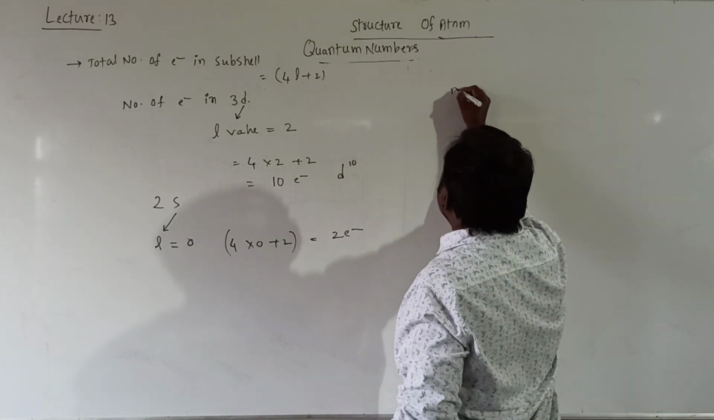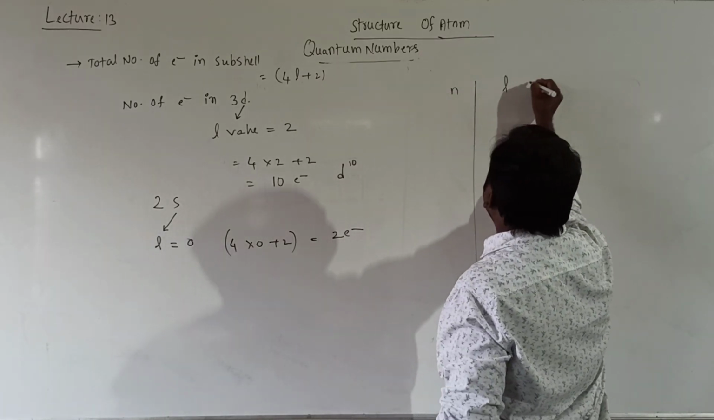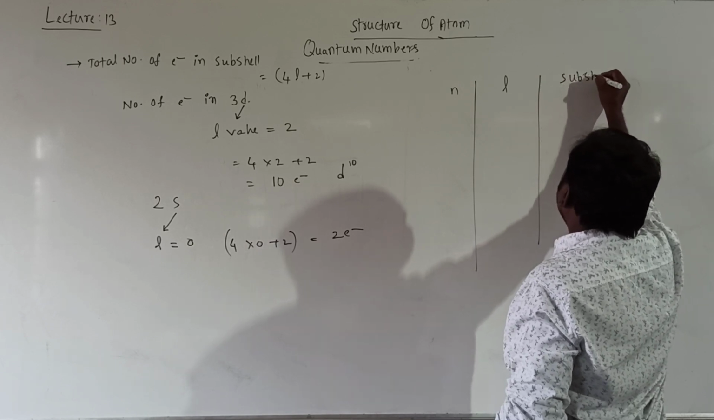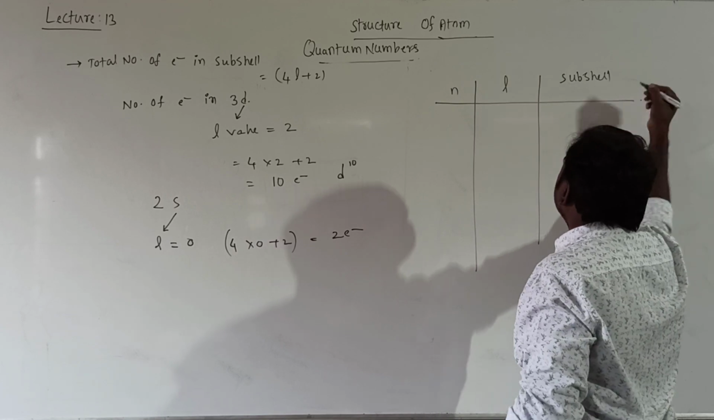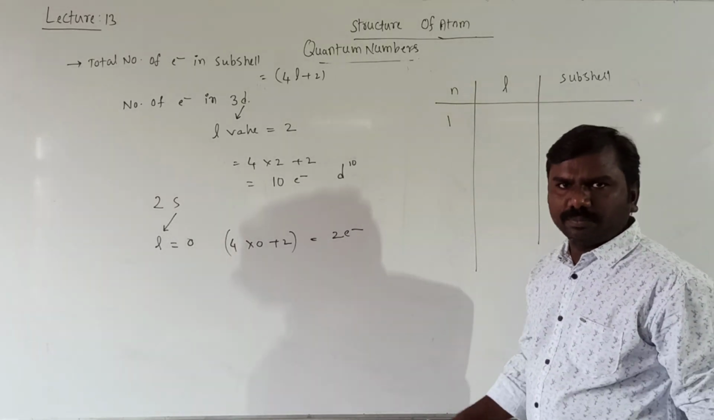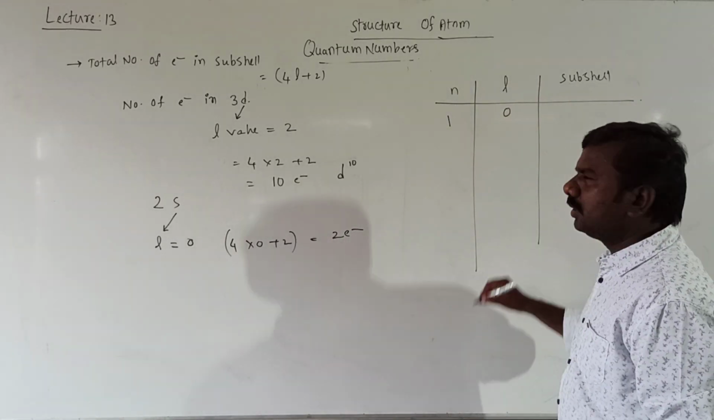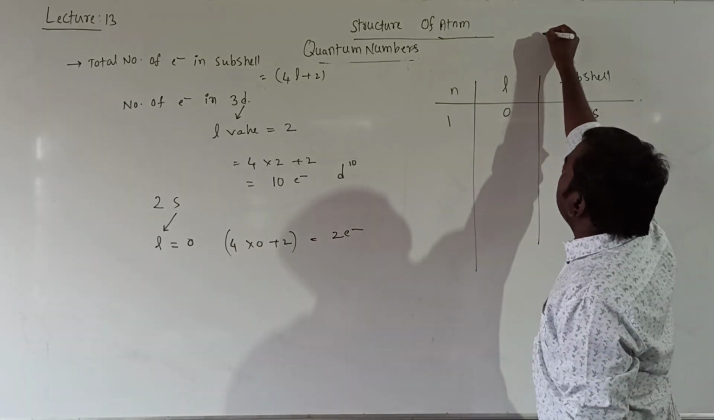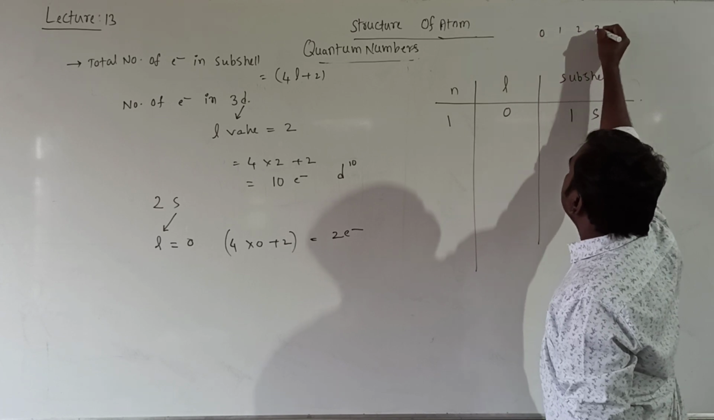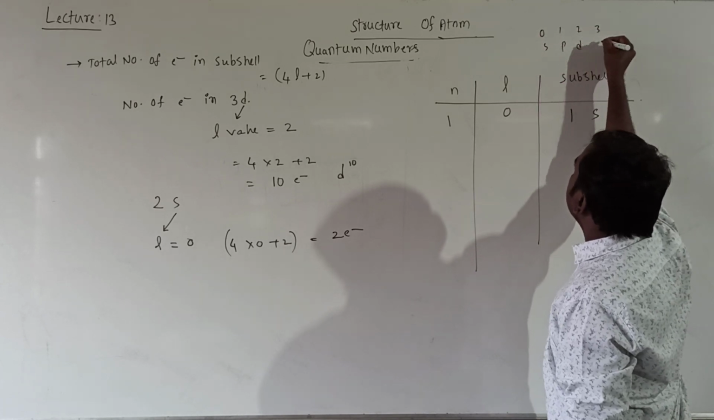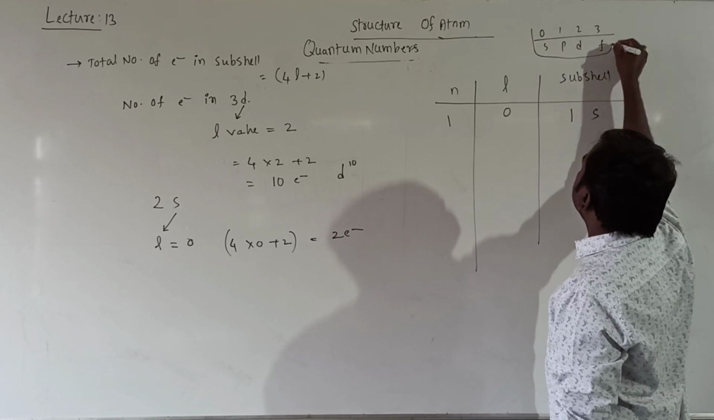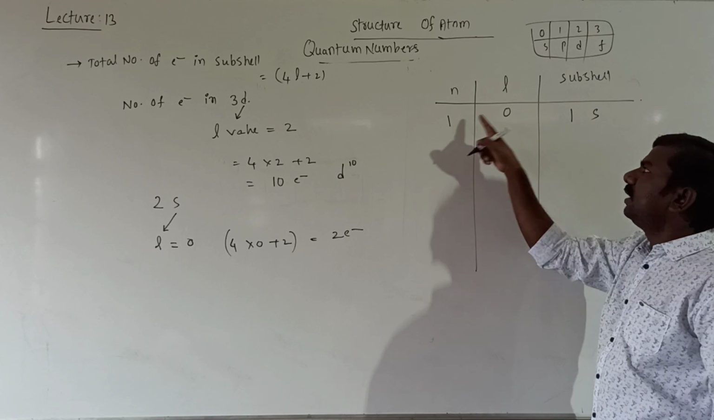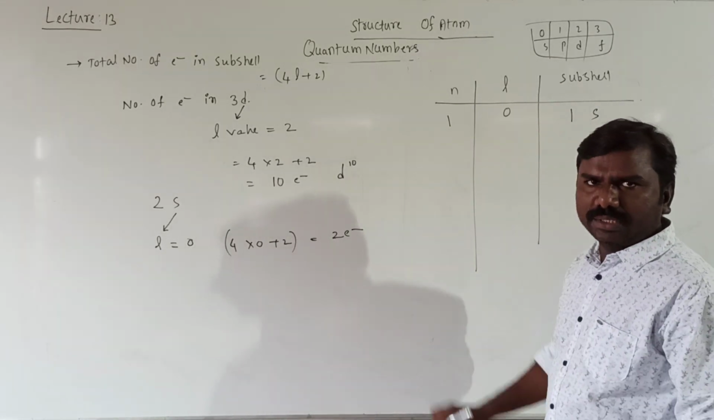Now, n value, l value, subshell. What kind of subshell is possible? If n value is 1, l value is 0, that is 1, 0 means yes. L values are 0, 1, 2, 3: S, P, D, F. Remember this, students, this box. It's very important. 0 means s, and n was 1, that is why 1s.